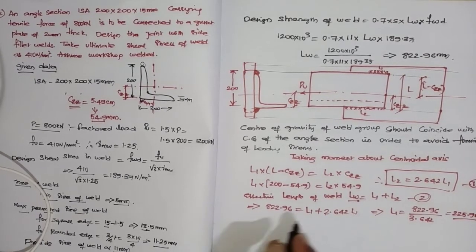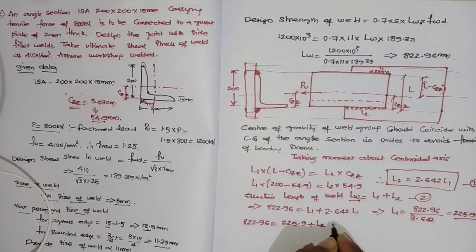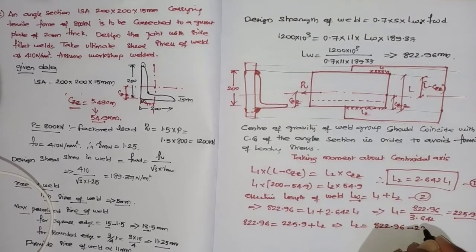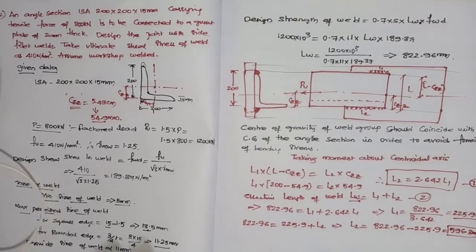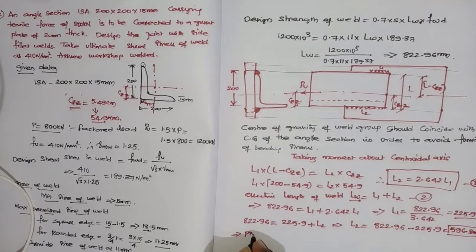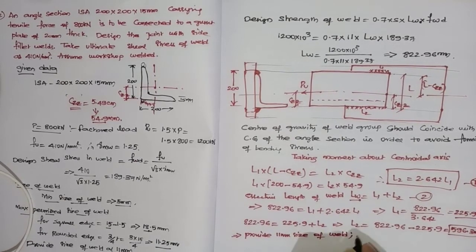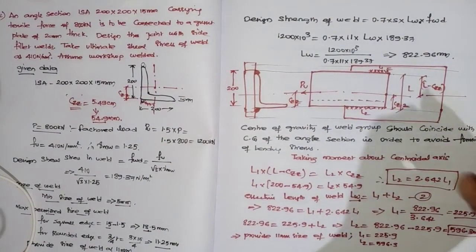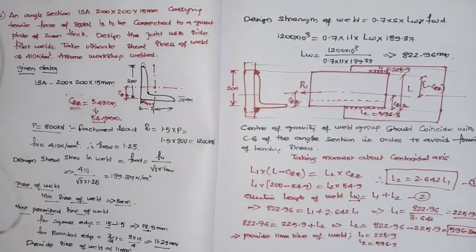Now from equation 1, 822.96 equals 225.9 plus L2. Therefore, L2 equals 596.3 mm. So ultimately the design is: provide 11 mm size of weld with L1 equal to 225.9 and L2 equal to 596.3. This is L1, 225.9, and this one is 596.